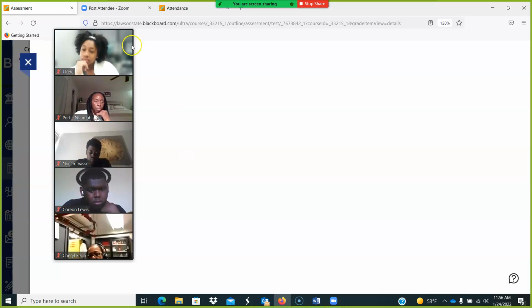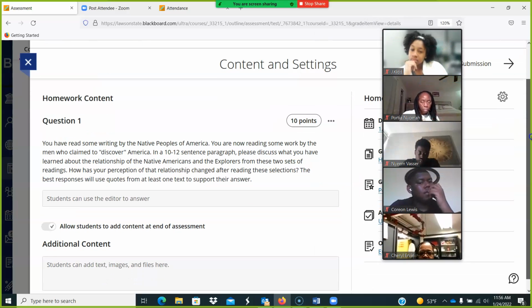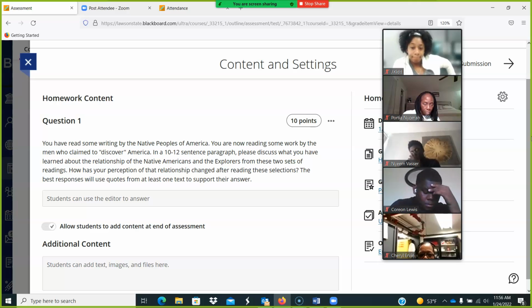Your week 3 assignment, which is due Sunday, says you have read some writing by the native peoples of America. You are now reading some work by the men who claimed to discover America. In a 10 to 12 sentence paragraph, please discuss what you have learned about the relationship of the Native Americans and the explorers from these 2 sets of readings. How has your perception of that relationship changed after reading these selections?